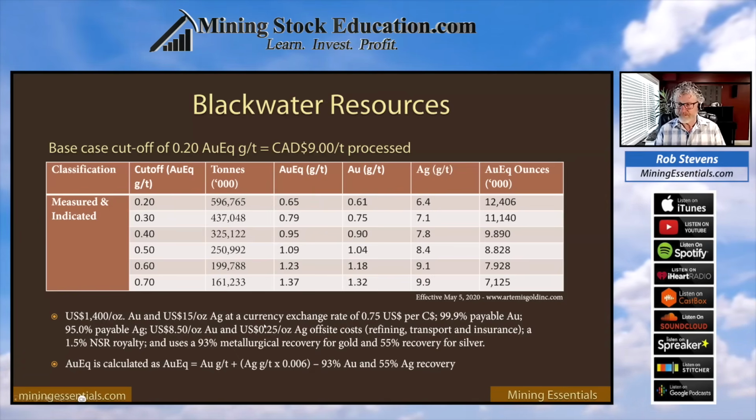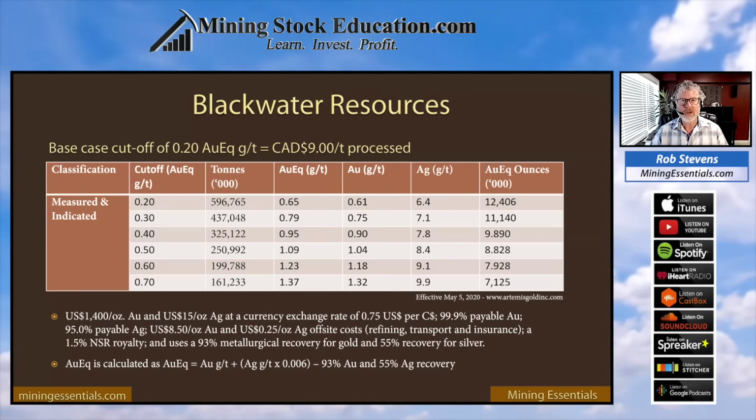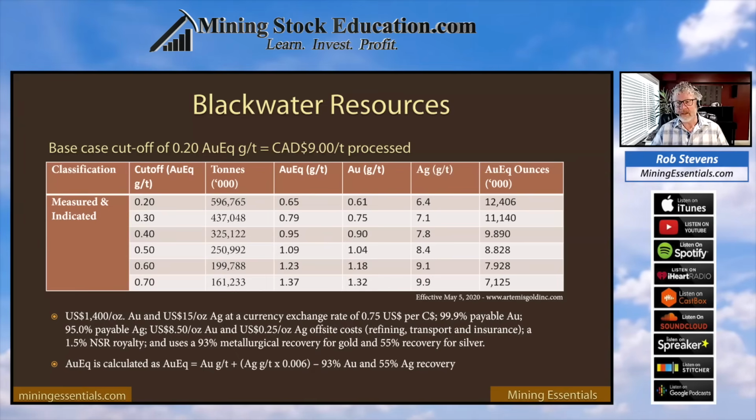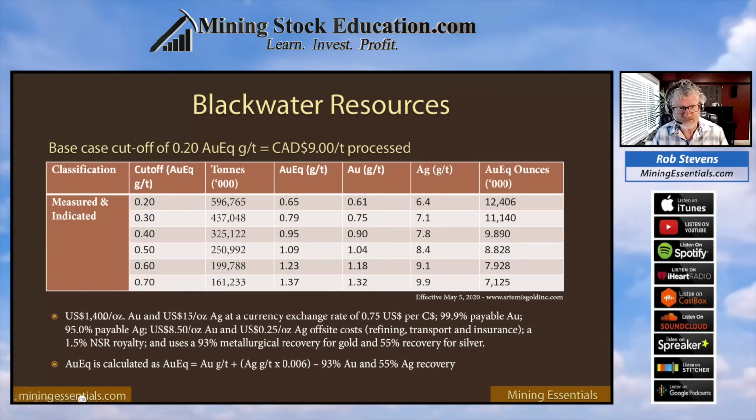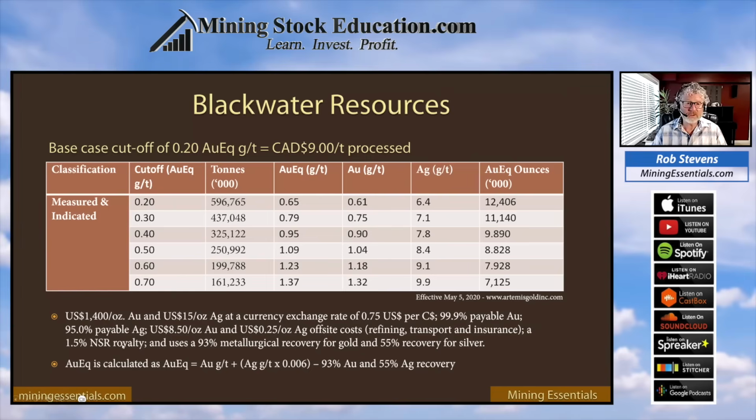If you go to the Artemis Gold website, you can find the same information there. It provides you with some details on how they've calculated the cutoff. It gives you the metal prices that they've used, only $1,400 an ounce gold, which is quite a bit below what it is right now, and the currency exchange for the Canadian and US dollar. And then they've included things like how much they're going to get paid for their gold and silver. They have offsite costs such as refining, transportation, and insurance.